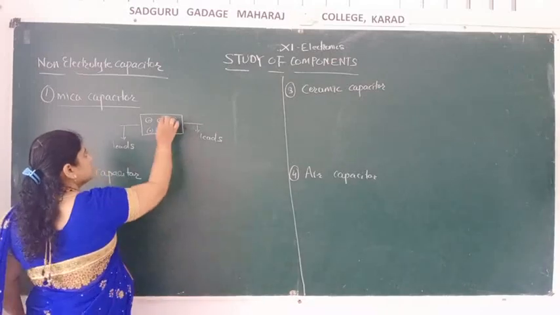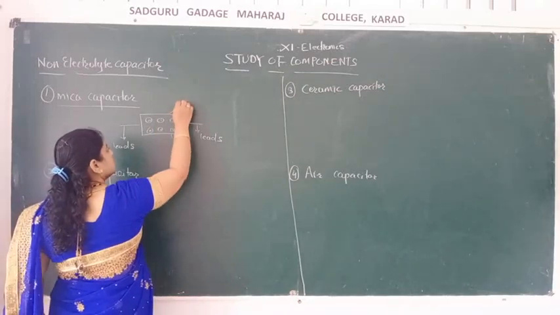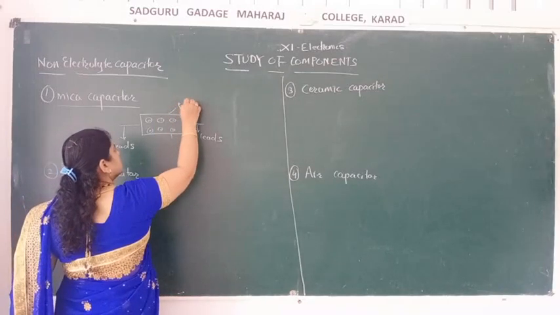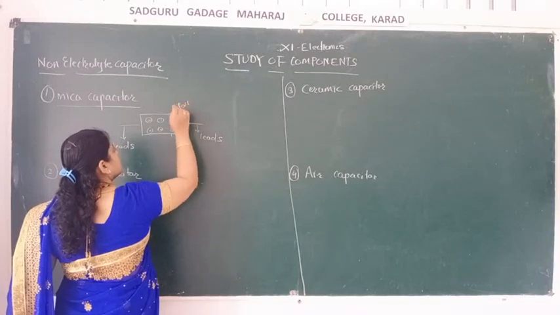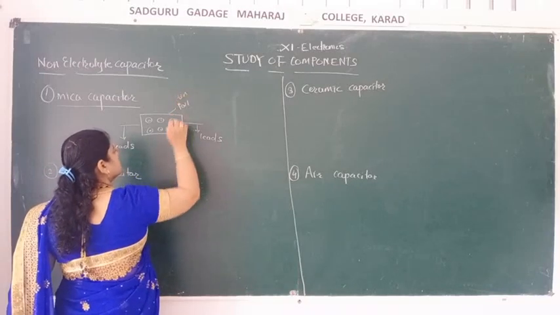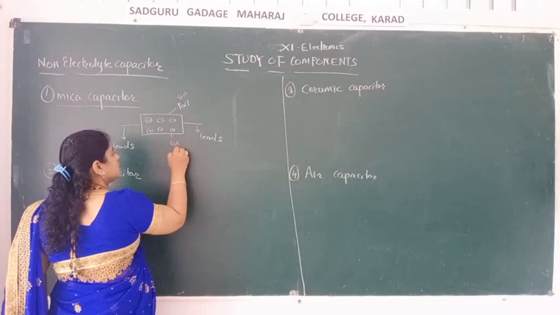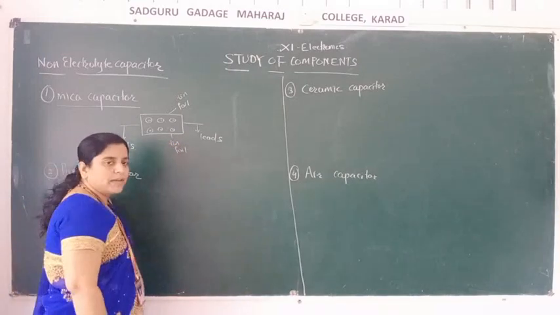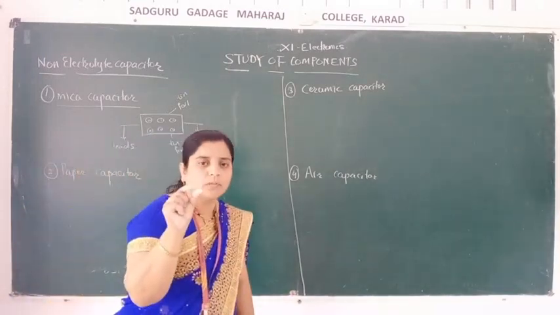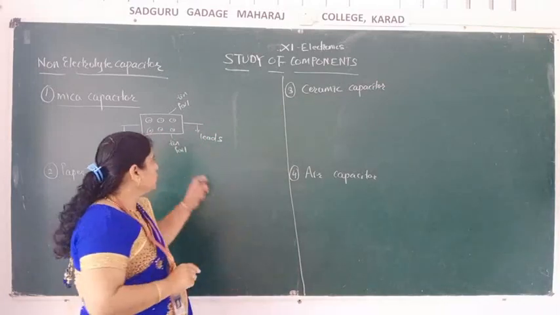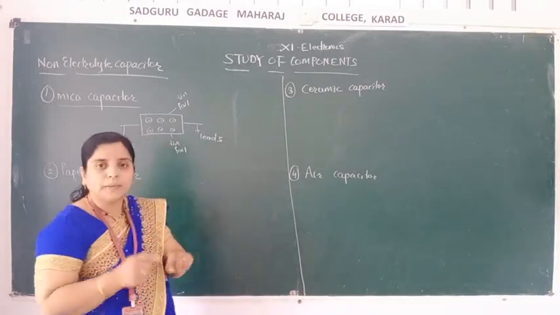And these are two plates. Foil. What foil? Tin foil. These are of tin foil. Tin foil means, you know tin. What is tin? It has conductive plates.